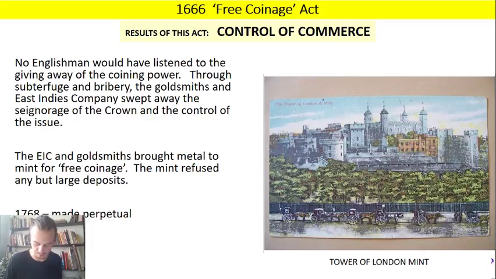The British East India Company was sending British silver to India and bringing back gold. John Locke complained about it in 1718. And the British East India Company promoted the Free Coinage Act of 1666 because they wanted to monetize their imported gold bullion directly into coinage rather than sell it on the market, which would have very different results.